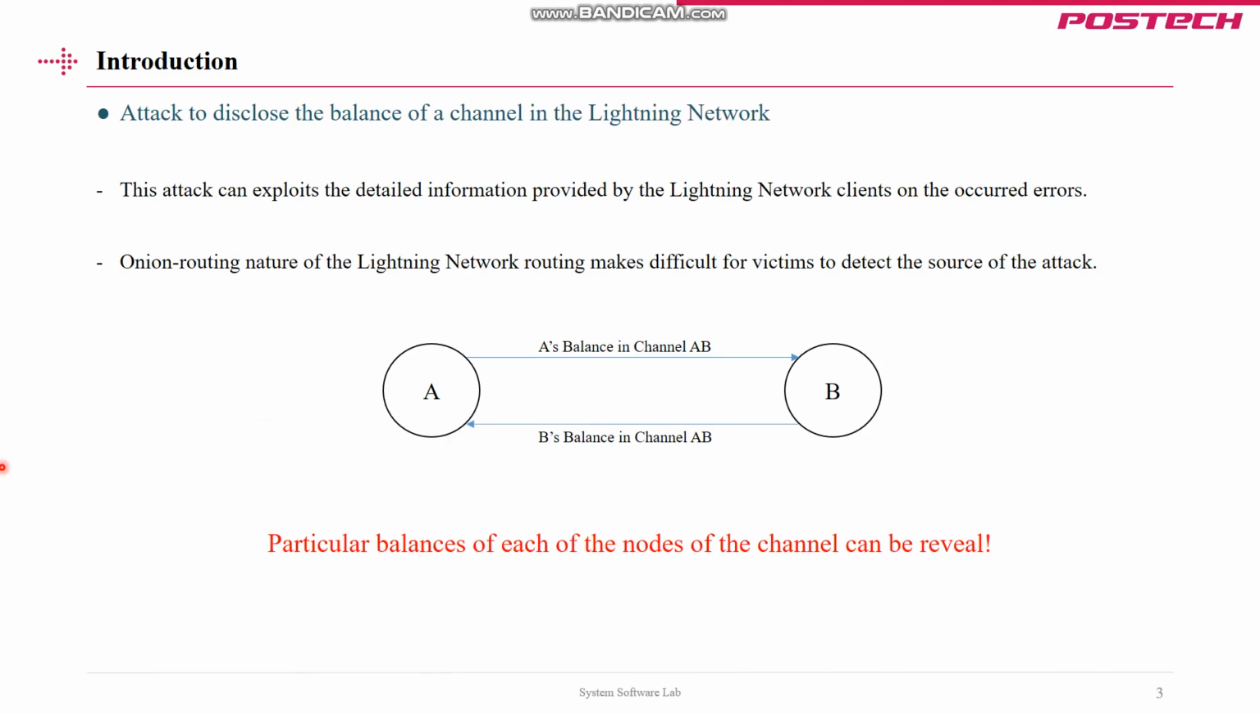So in this paper, they propose an attack to disclose the balance of a channel in the Lightning Network. This attack can exploit the detailed information provided by the Lightning Network clients on the unoccurred errors. And the onion routing nature of the Lightning Network makes it difficult for victims to detect the source of the attack. So the particular balances of each node of the channel can be revealed.